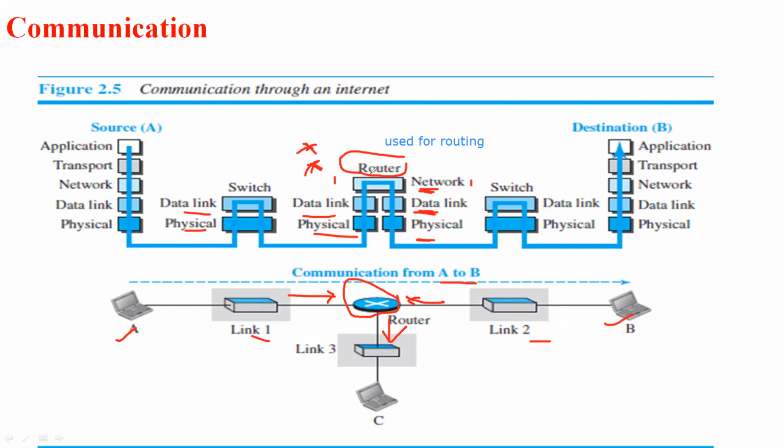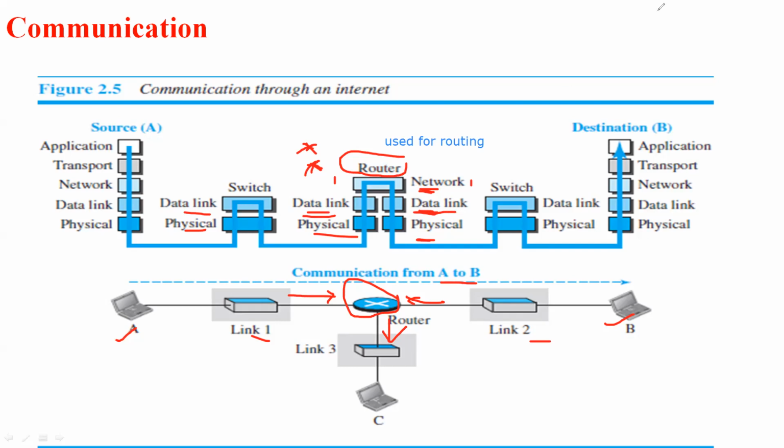So this router needs to receive a packet from link 1 based on one pair of protocols and deliver it to link 2 based on another pair of protocols. So the router receives a packet from link 1 and then it eventually sends it to link 2 based on the other pair of protocols.